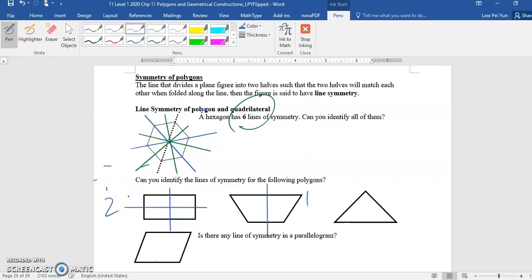What about this isosceles triangle? We can have 1. And that's about it. Because if we are going to cut this way, there's no way I can divide this equally into 2. So no, we only have 1. So now let's look at this parallelogram. How many lines of symmetry are there?